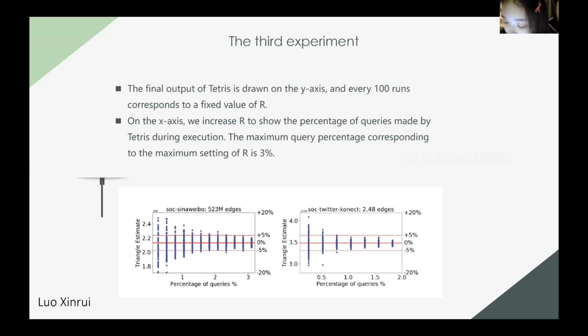The figure below shows the convergence of the algorithm based on Weibo and Twitter dataset. The final output is drawn on the y-axis, and every 100 rows corresponds to a fixed value of R. On the x-axis, we increase R to show the percentage of queries made during execution. The maximum query percentage corresponding to the maximum setting of R is 3%.